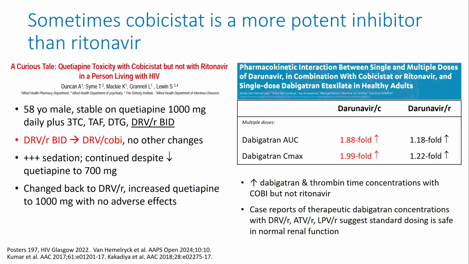Sometimes, cobicistat is a more potent inhibitor than ritonavir, and there are a couple of examples here, one with quetiapine, another a study with dabigatran, showing that cobicistat increases concentrations of these PGP substrates to a greater extent compared to ritonavir.